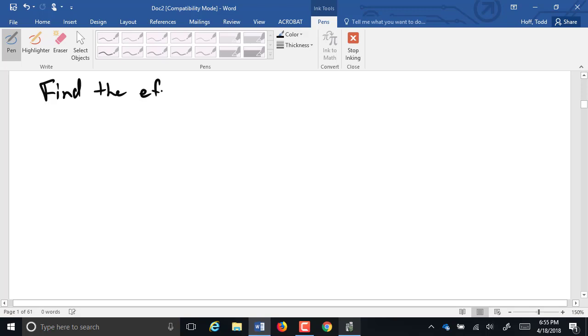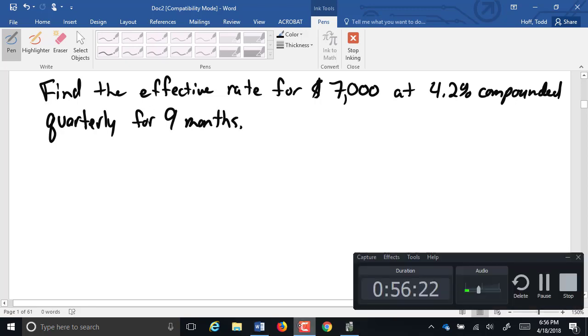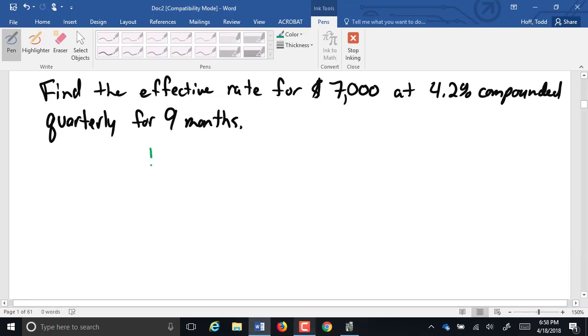Find the effective rate for $7,000 at 4.2% compounded quarterly for 9 months. I'll give you a couple. Okay, so we're going to find our future value.